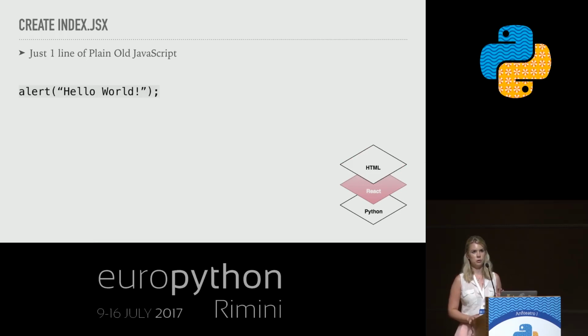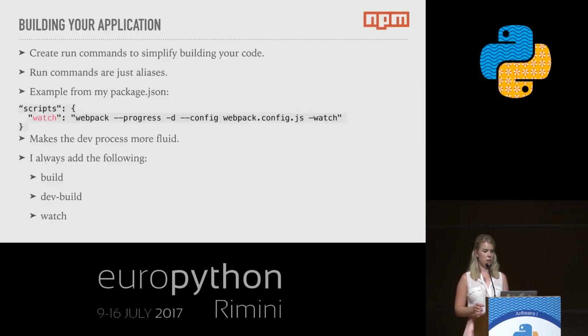In our index.jsx file, all we're going to do is add an alert. This is literally the only sentence, effectively, that is in our file. And that's enough to create an alert. We then need to build our application as well.